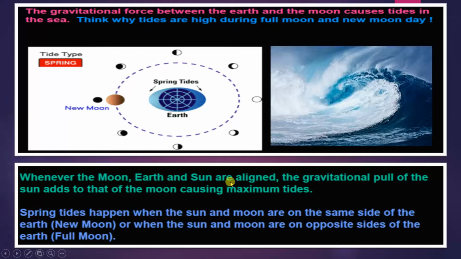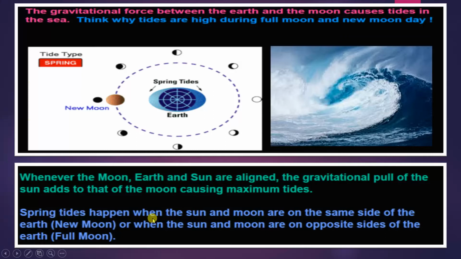Whenever the moon, earth and sun, all the three are aligned, it happens during new moon and full moon day, they are aligned. Whenever they are aligned, then the gravitational pull of the sun adds to that of the moon and causes the maximum tides. So during new moon day and full moon day, the tides are very high because the gravitational pull of the moon as well as the sun adds up.